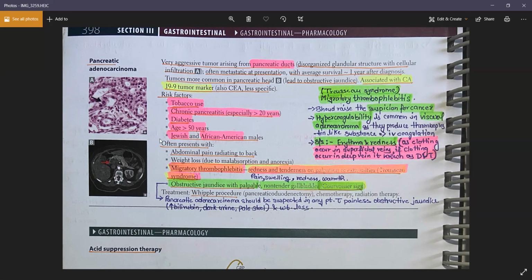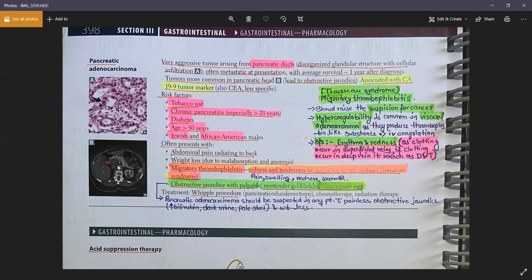Now let's discuss the presentations. Just like any other foregut pathology, the patient presents with abdominal pain, and this pain will radiate to the back. The patient, just like with any other cancer, will have weight loss. They will have anorexia.